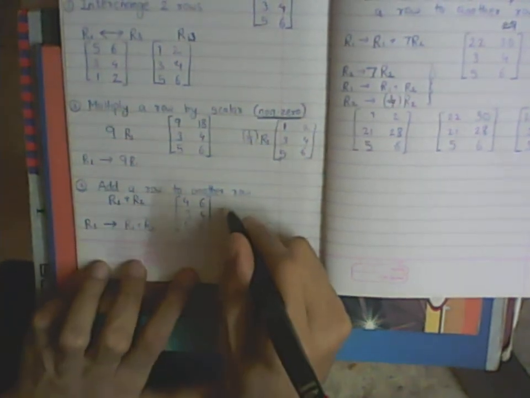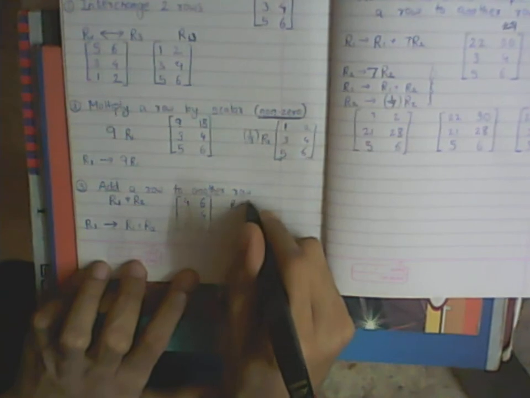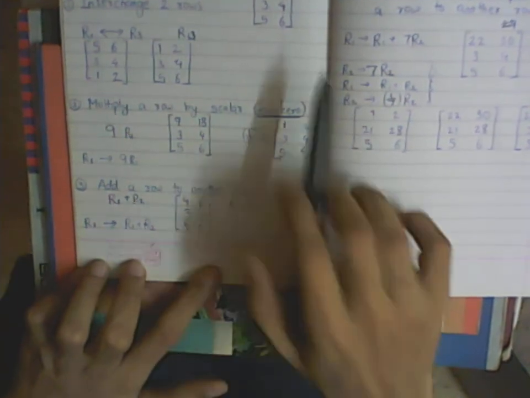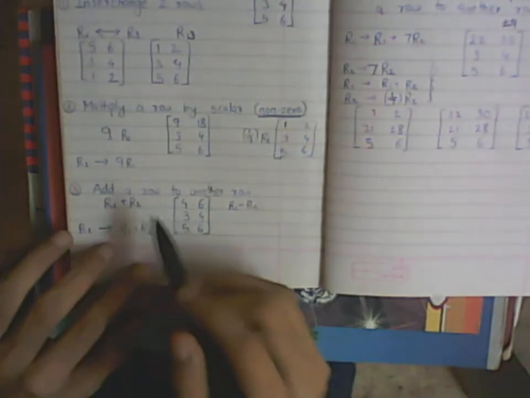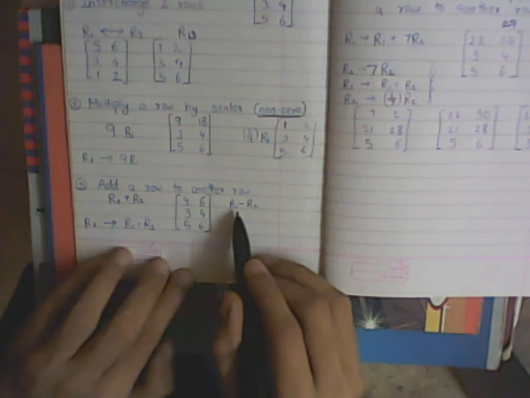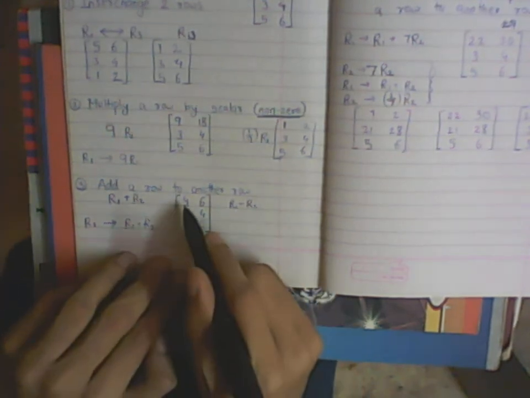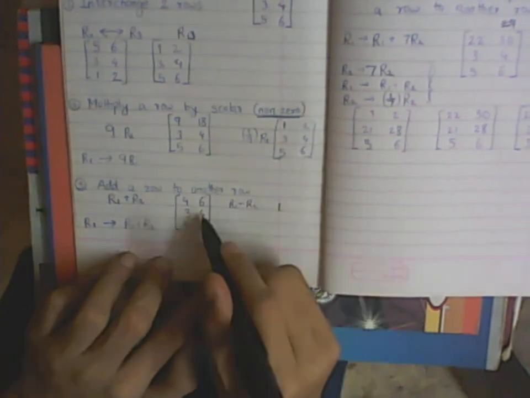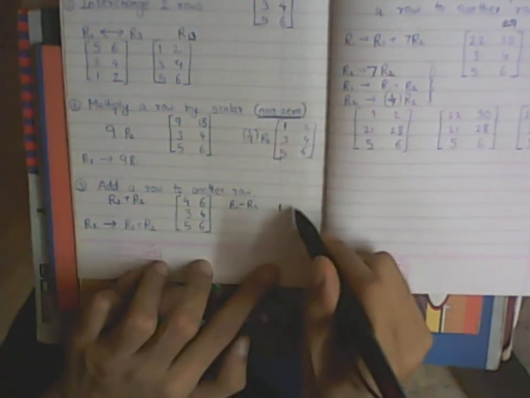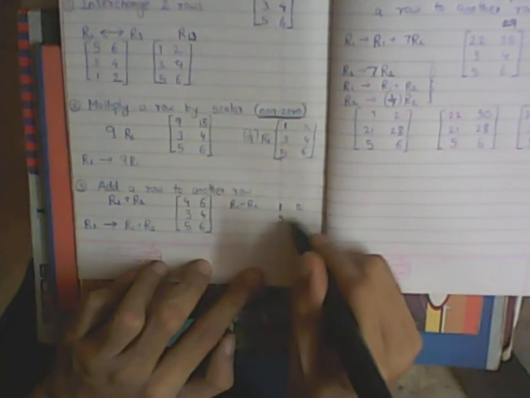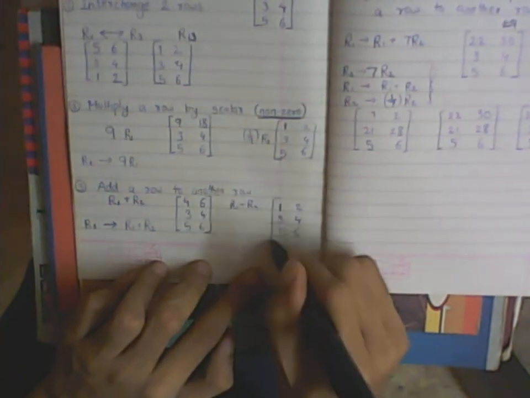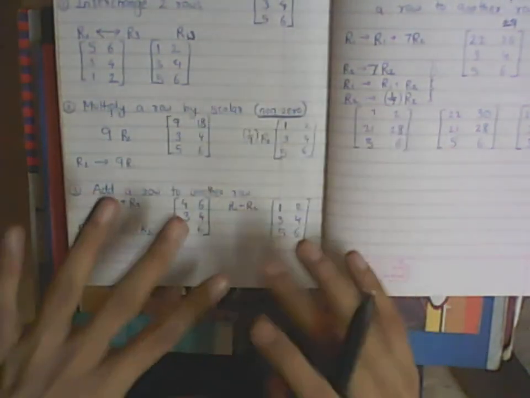I can do it R1 minus R2. So to undo the addition of one row to another row, you can just subtract the second row from the first row. So if I subtract 3 from 4, I get a 1. If I subtract 4 from 6, I get a 2, and everything else remains the same. 3, 4, 5, 6 remains the same. So yeah, I do get my original matrix back. So you can see my original matrix is somehow hidden in the new matrix.